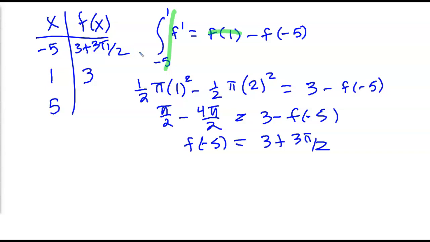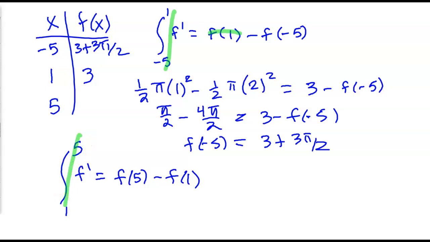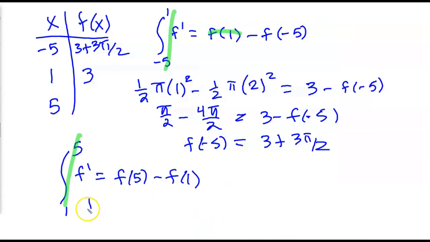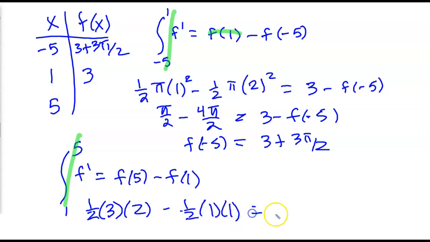And to find the value of f of 5, I am going to do the fundamental theorem of calculus again. So this is the function at 5 minus the function at 1. Again, this part here I get from my graph. So it's the area under the graph from 1 to 5, which is going to be a triangle above the x-axis, subtract this little triangle below the x-axis. That's going to be 1/2 base 3, height 2 for the first triangle, minus 1/2, base 1, height 1 for the second triangle. This equals f of 5 minus f of 1, which is 3.